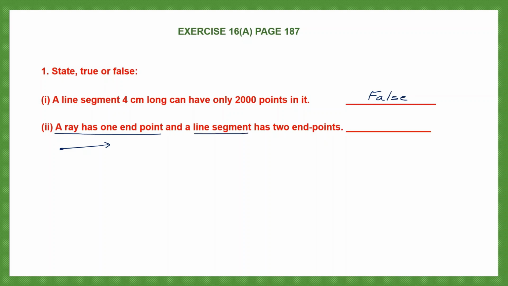Now here it says a line segment. So let me draw a line segment. This is a line segment. It has two endpoints. As you can see, the line segment does not have any arrowhead. An arrowhead will tell us that the line goes on endlessly at that end. Now here there are no arrowheads. That means there are two fixed points and these are two endpoints. So this statement which says a ray has one endpoint is true and a line segment has two endpoints is also true. So this statement is true.